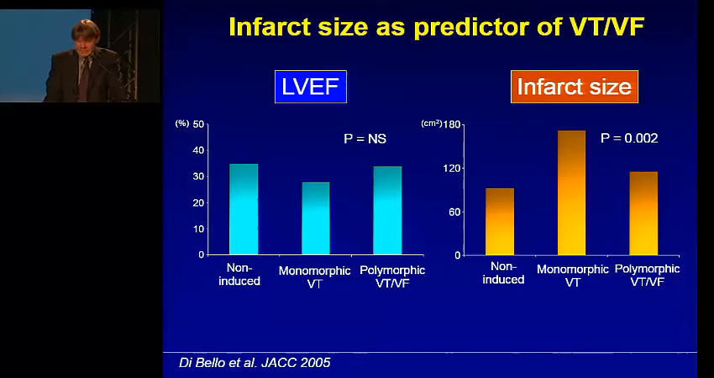The results showed this. Ejection fraction, whether non-induced, monomorphic, or polymorphic, was the same. But the infarct size was a strong predictor of the monomorphic VTs. And that fits with the hypothesis. The infarct size goes with the monomorphic VTs reflecting the scar tissue.